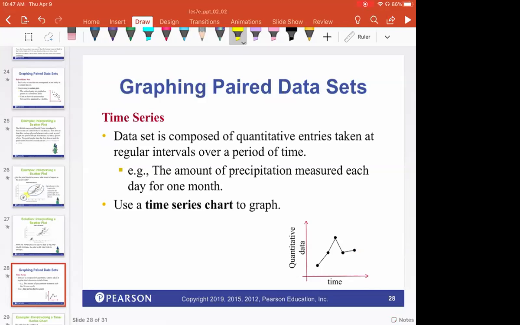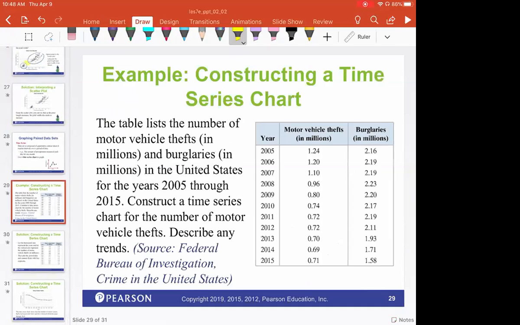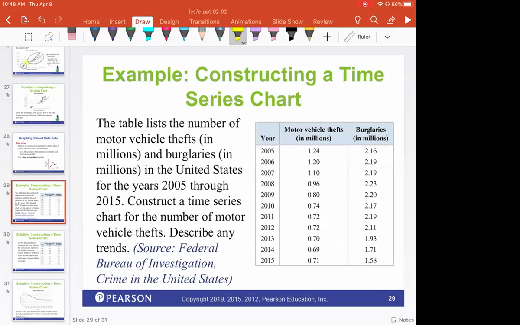Another type of graph is a time series graph. So the data set is composed of quantitative entries taken at regular intervals over a period of time. The amount of precipitation measured each day for a month, for example, you can use a time series chart. Honestly, this is the closest thing to your algebra experience of graphing a line, right? You have some sort of relationship between these values.